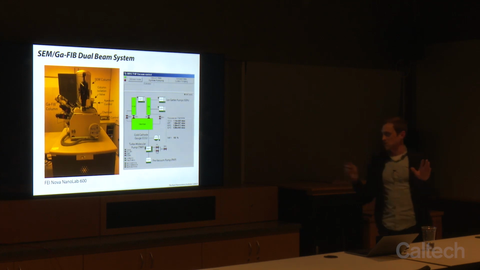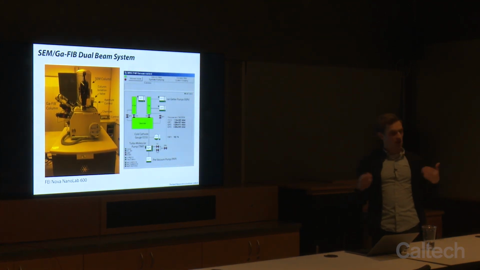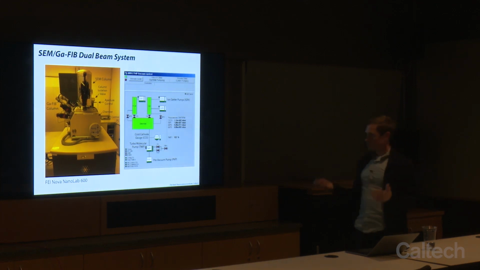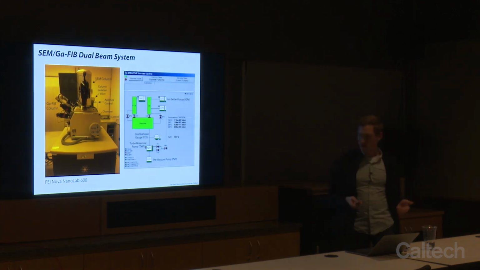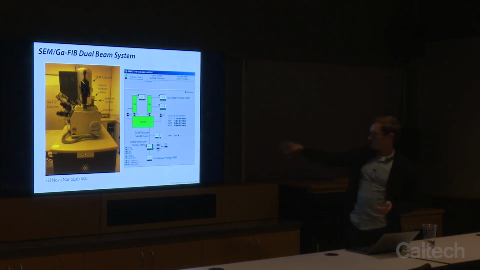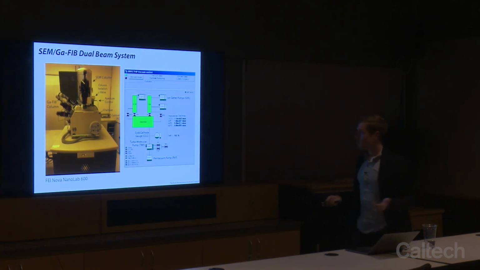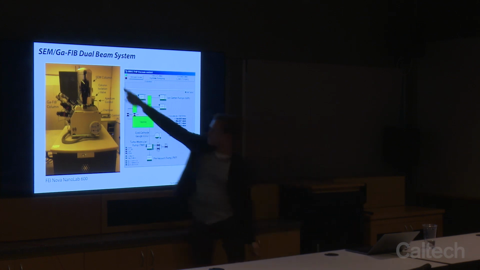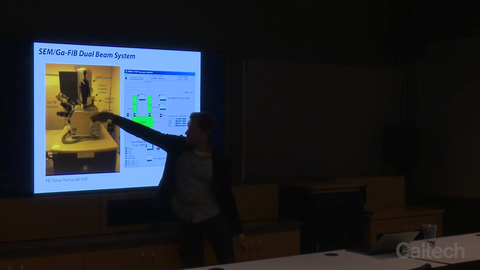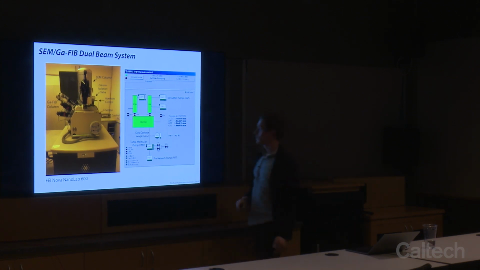So before we start getting into the physical concepts, I'll just show some pictures of microscopes that we have in our lab, which look similar to microscopes in all the labs across the world. So here's an SEM with a gallium-focused ion beam. We call it a dual beam system in our lab. So the SEM is on the main optical axis. The gallium FIB here is offset by 52 degrees.